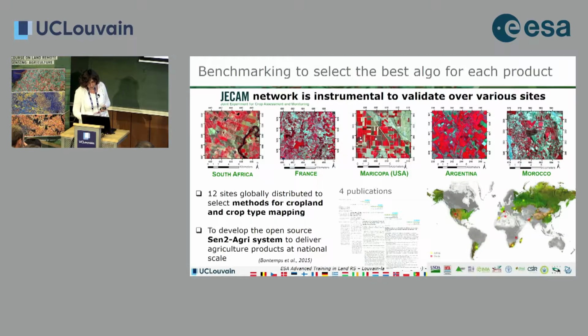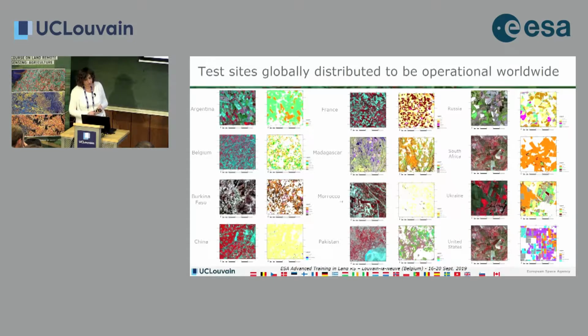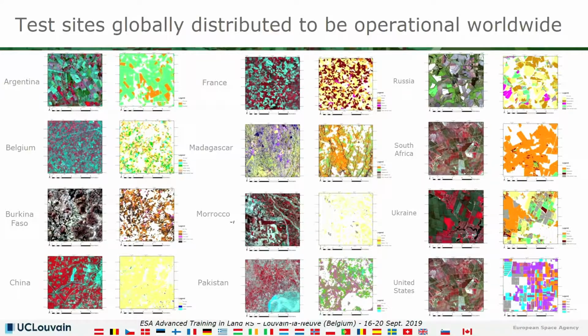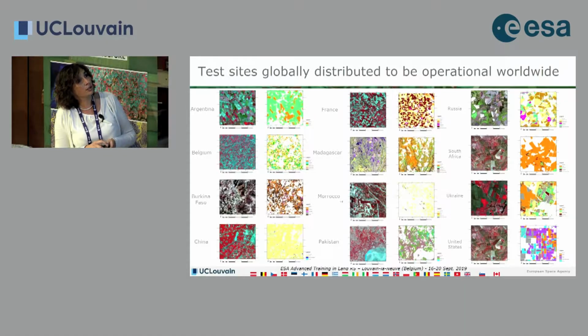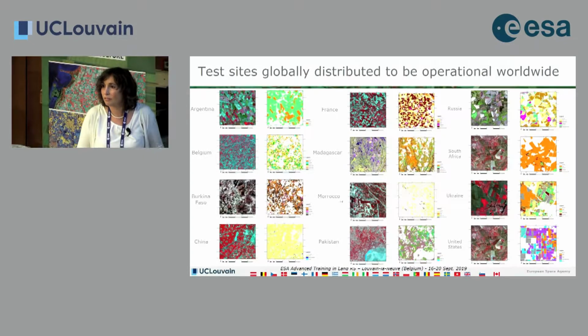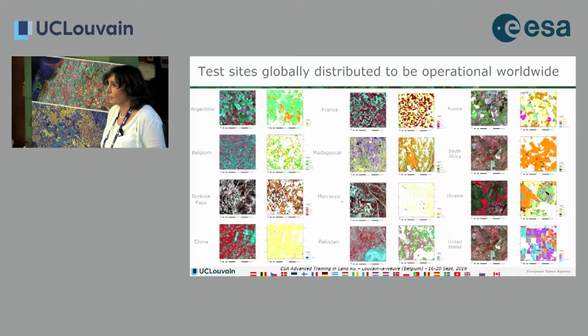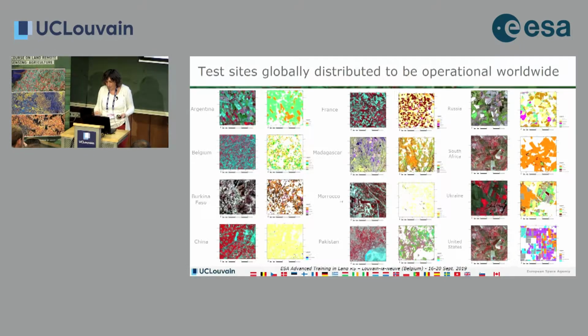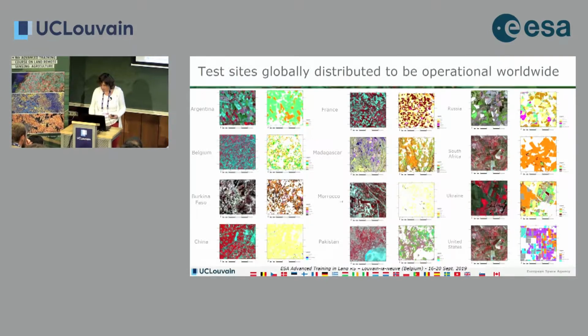So these were, for the benchmarking, the kind of prototype products we had. You can see that over the test sites, you have Burkina Faso, some European countries like France, Belgium, Ukraine with the big fields, Pakistan with very small fields. So different types of landscape. And so the algorithms that have been selected are the ones that, on average, perform the best.